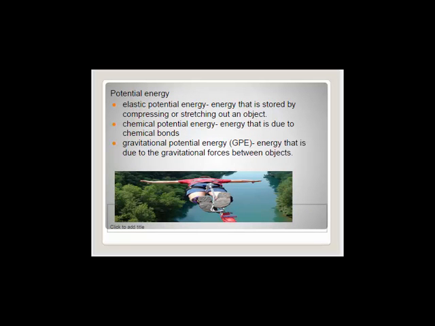What about potential energy? We talked a little about it before, but I'll explain it further. Potential energy has 3 types. There's elastic potential energy, chemical potential energy, and gravitational potential energy. Elastic potential energy is energy that is stored by compressing or stretching out an object. A great example of this is when you stretch a rubber band and let it go. It sails across the room.